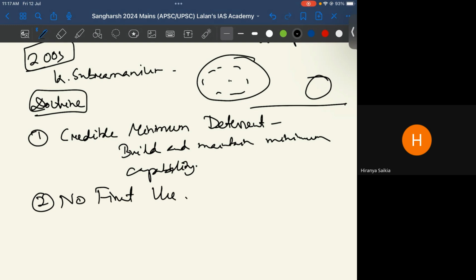In fact, this was a response to China. China also has NFU, but Pakistan does not. So Pakistan, which has no no-first-use, has a first use doctrine. They have to maintain a lot of weapons because they feel that it is a weapon of war.